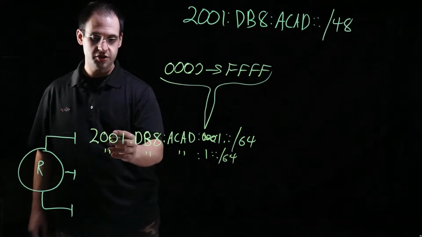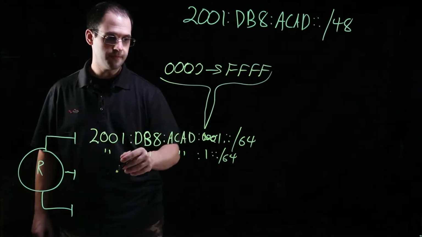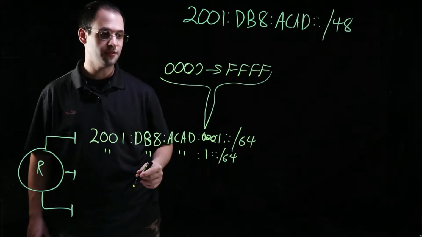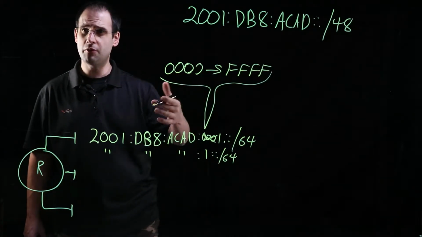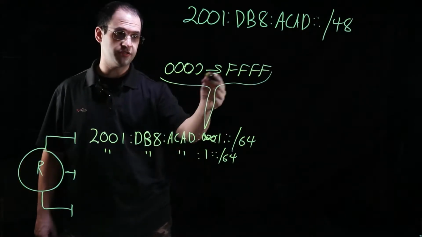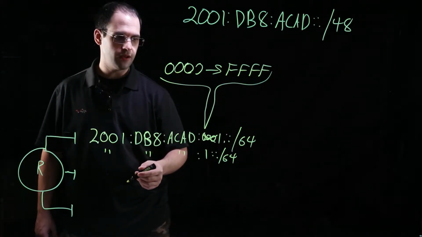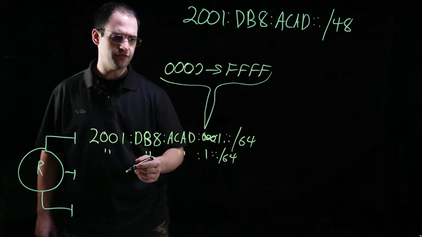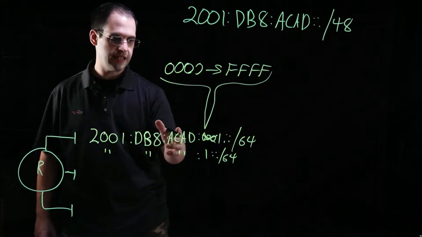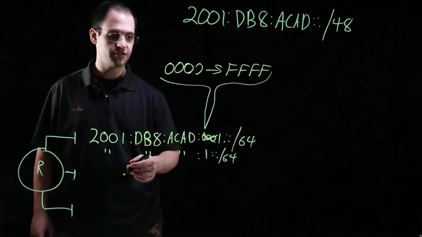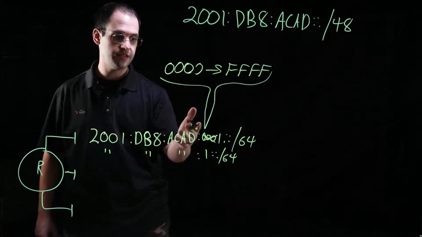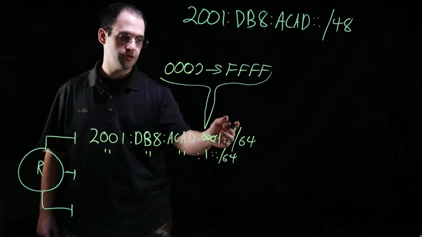Given my /48, 2001:DB8:ACAD, I picked some value that's valid in the subnet ID. They have to be unique. Every network will have to be unique, but as long as it's a valid value somewhere in this range, 1 is valid, and I can drop the leading zeros. So 2001:DB8:ACAD:1::/64. So a valid address in here might be 2001:DB8:ACAD:1::1.